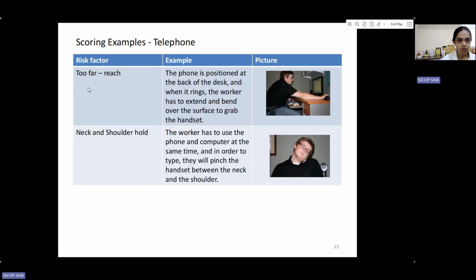Now, for the telephone, if it is too far off the reach, the phone is positioned at the back of the desk, and when it rings, the worker has to extend and bend over the surface to grab the handset. Neck and shoulder hold: the worker has to use the phone and computer at the same time, and in order to type, they will pinch the handset between the neck and the shoulder.